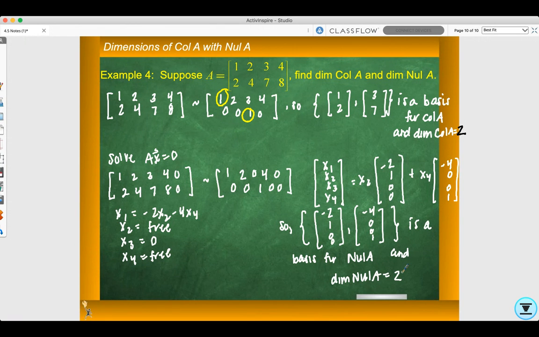So two things you need to remember. Note that the dimension of Col A is the number of pivot columns in A, and the dimension of Null A is the number of free variables in A.